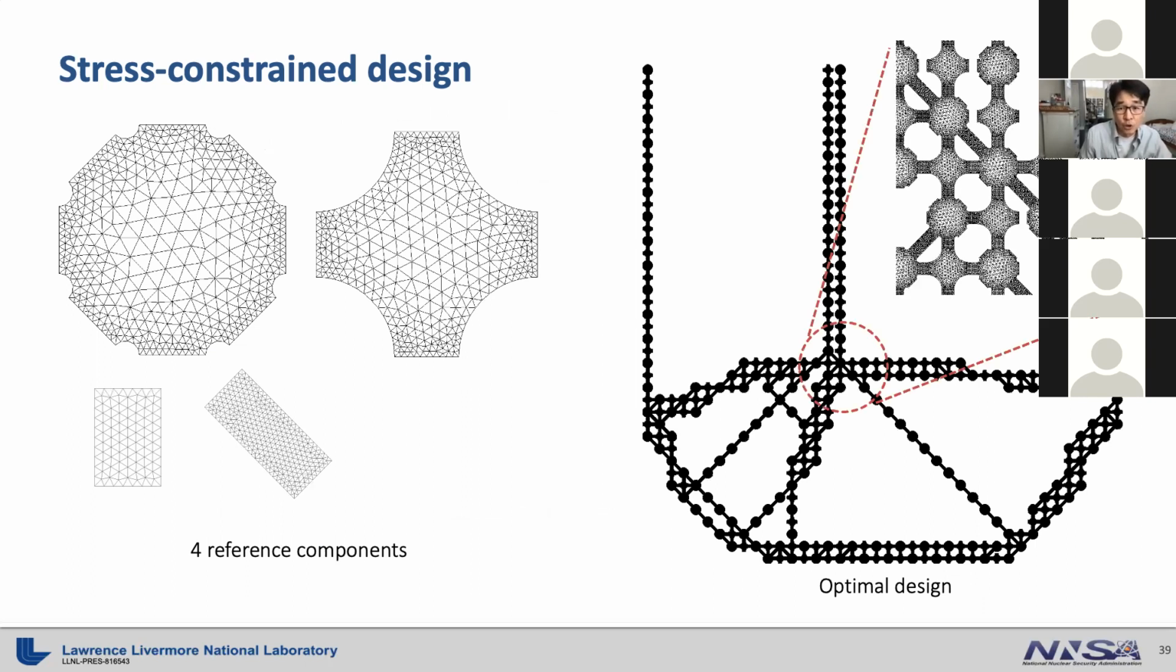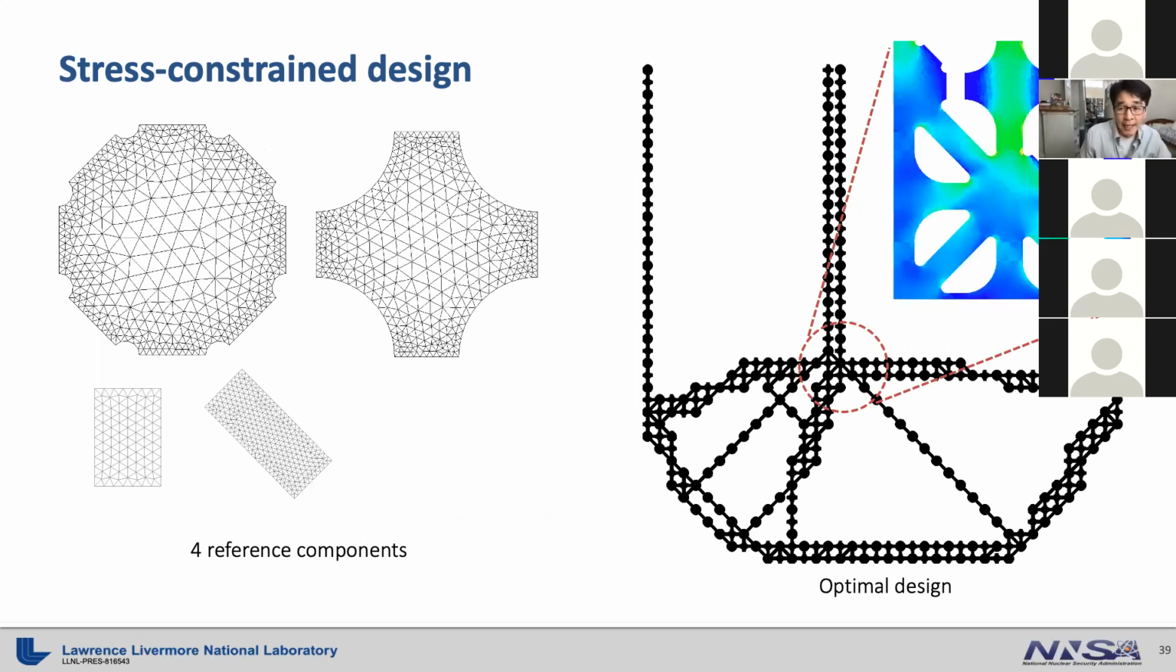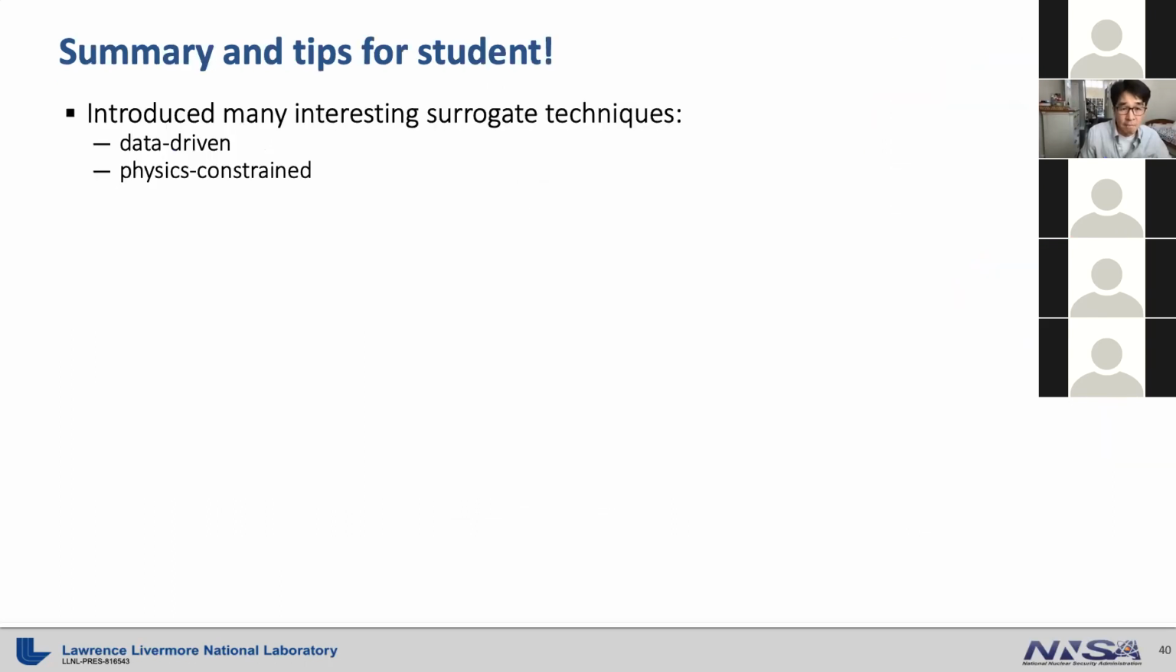Here is the zoomed-in picture of components in the optimal design. And here are the corresponding very detailed stress plots, which you cannot get with other types of lattice structure design methods, such as homogenization or beam-based methods.